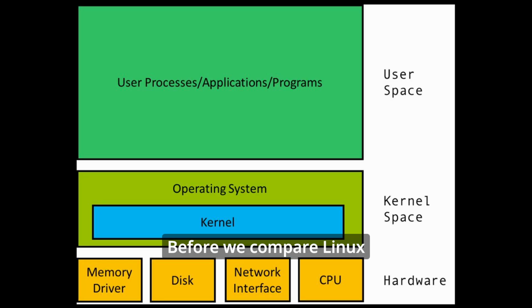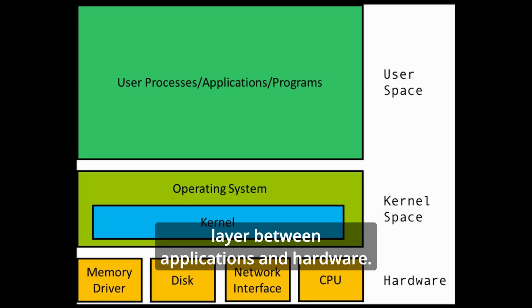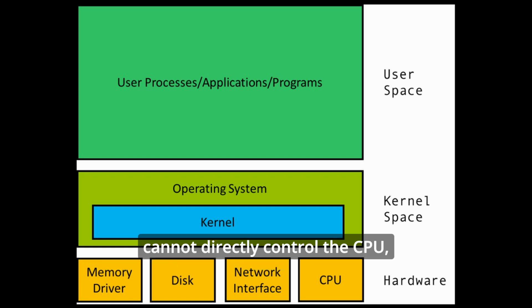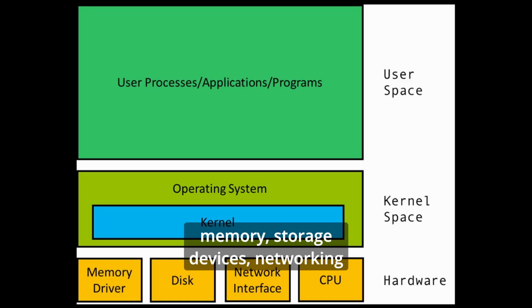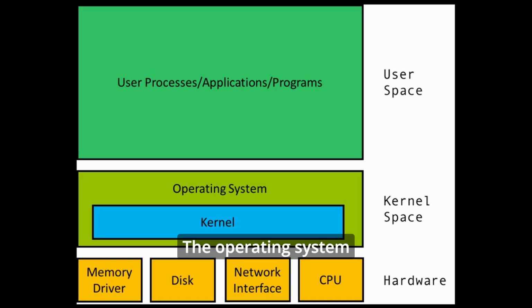Before we compare Linux and Unix, we first need to understand what an operating system actually does. An operating system, or OS, is the software layer between applications and hardware. Without an operating system, applications cannot directly control the CPU, memory, storage devices, networking hardware, or graphics hardware safely. The operating system manages all of these resources.